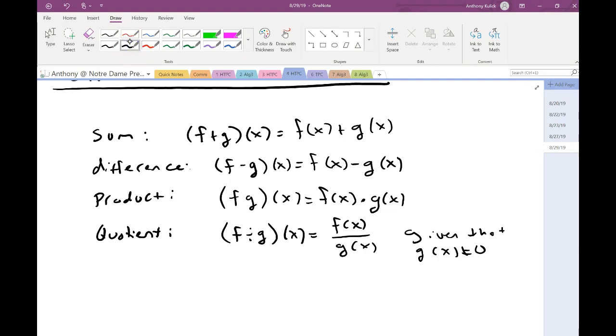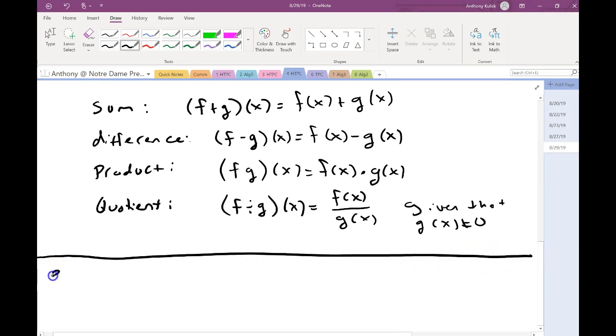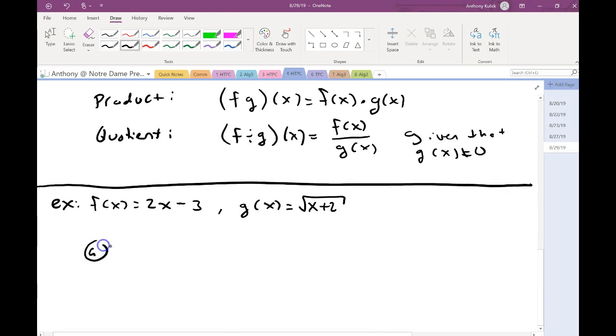So none of these things should come as much of a surprise. This is, I think, intuitively what we would hope to have happen. But just as a nice little piece of review, let's look at a specific example. So let's say f of x is the function 2x minus 3, and g of x is the function the square root of x plus 2. And then let's compute some of these: sum, difference, product, quotient.